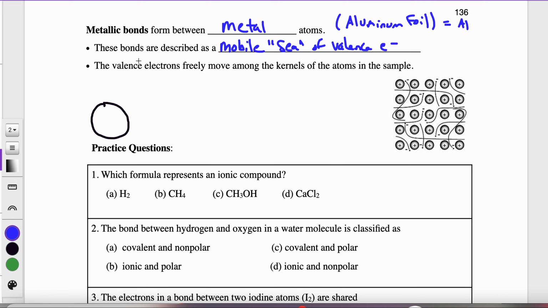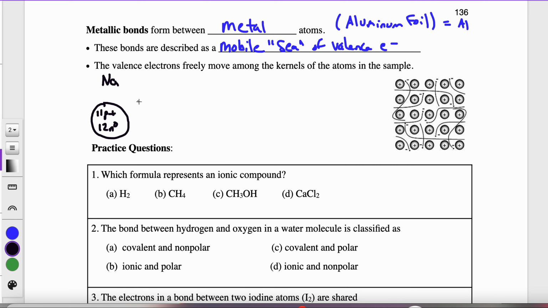So a little bit of terminology we haven't seen in a while. The valence electrons freely move among the kernels of the atoms in the sample. So for my illustration, I'm going to use the element sodium. So an atom of sodium, if this circle represents its nucleus, there are 11 protons and probably 12 neutrons.